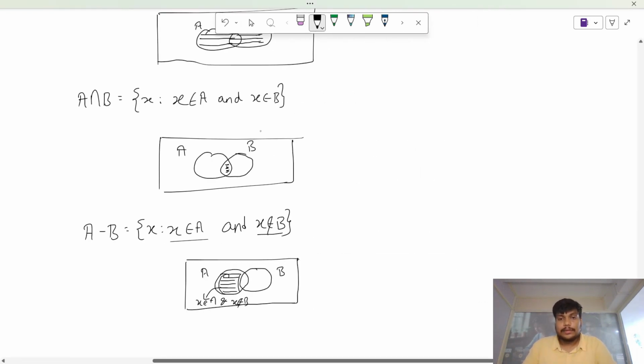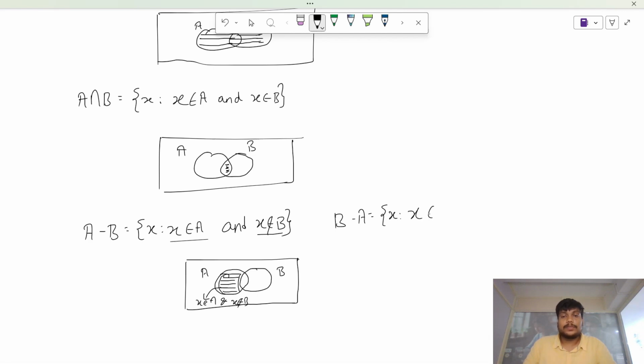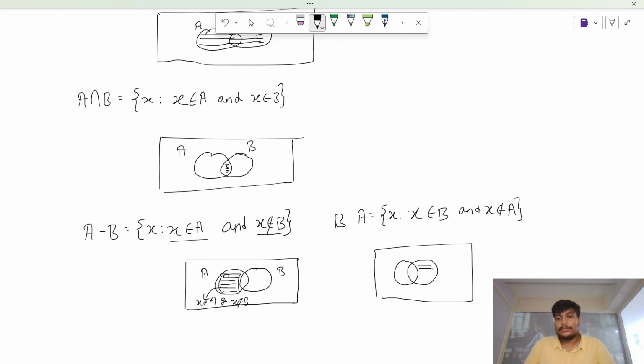And the vice versa of it is B minus A. That means if I do B minus A, X such that X belongs to B and X does not belong to A, then this is set A, this is set B. Then this much region. Sorry, I went a bit outside. If it goes outside the circle, it is taking other regions as well, so it should not go outside the circle. This is set B minus A.